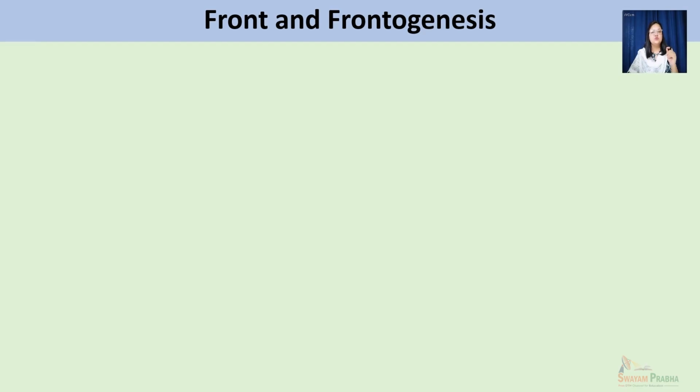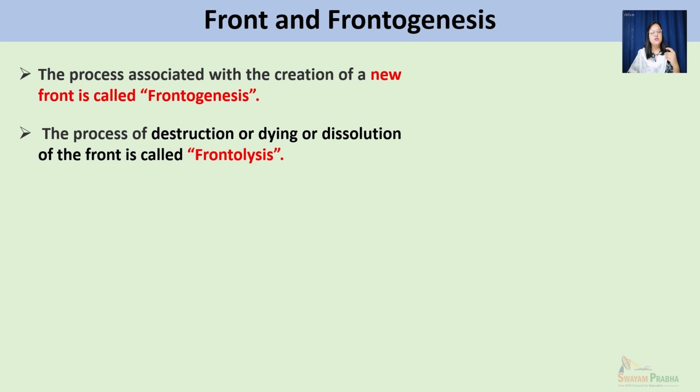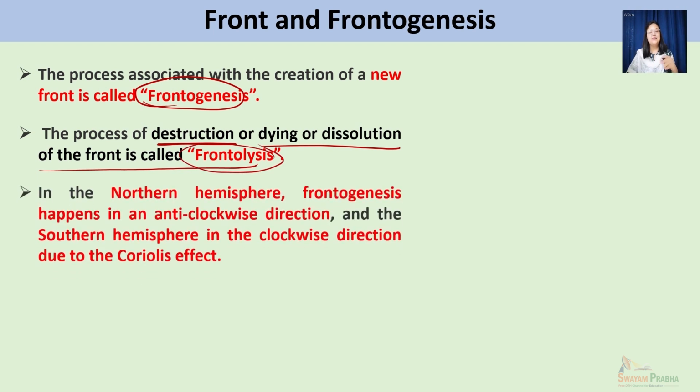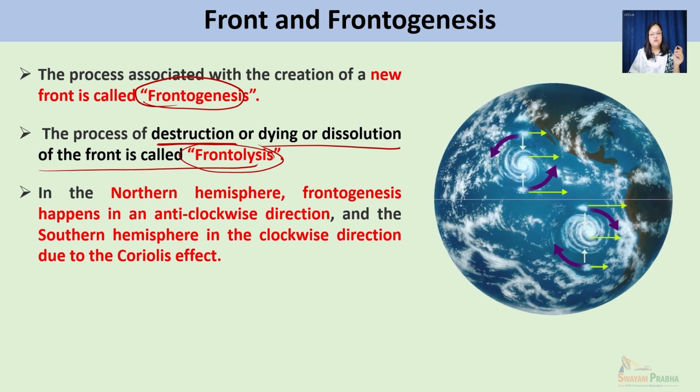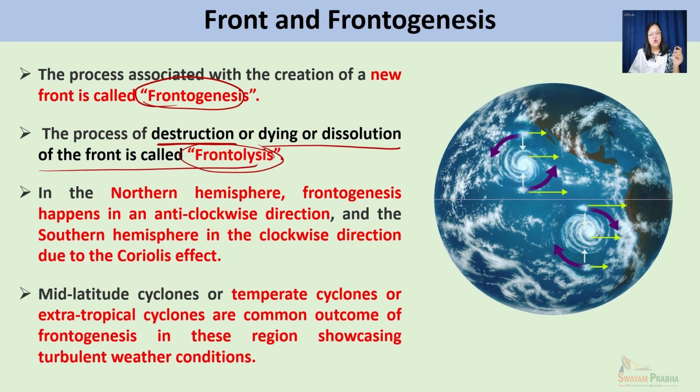Fronts exist in specific regions of the world where we have contrasting air masses. The process which is associated with the creation of a new front is called frontogenesis, while the process which is associated with the destruction, dying or dissolution of a front is called frontolysis. Once these fronts are formed, wind movement in these frontal zones is affected by the Coriolis force also, just like any other wind movement in both the northern and southern hemisphere. In the northern hemisphere, the wind movement associated with fronts is in an anti-clockwise direction, while in the southern hemisphere, it is generally in the clockwise direction.